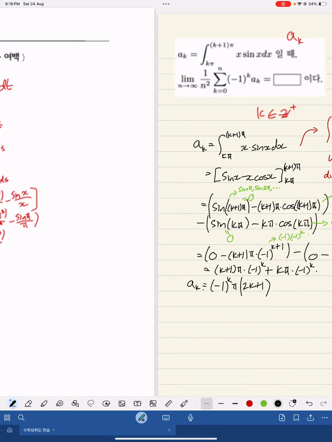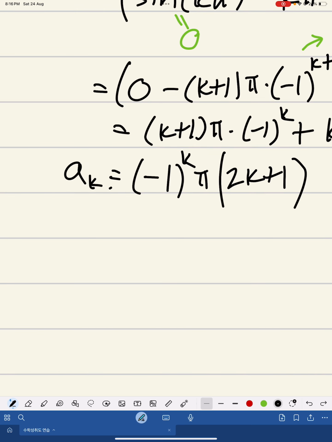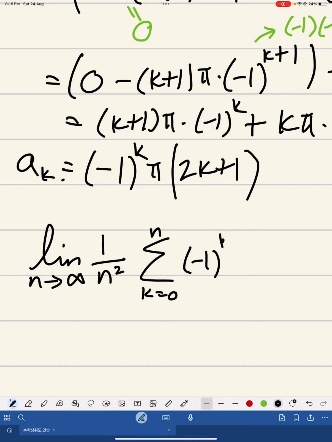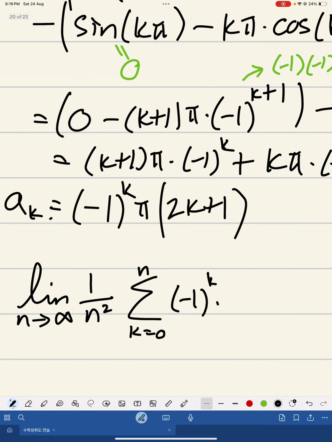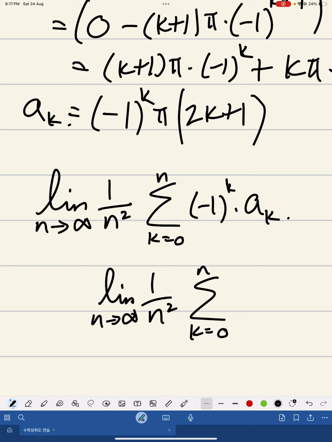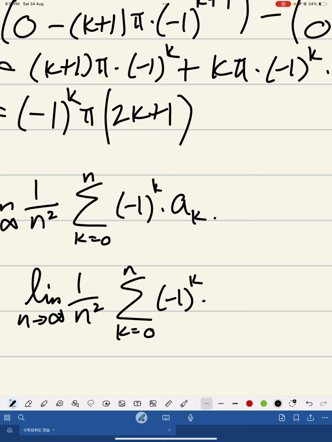And now what we want to find is the limit as n approaches infinity of 1 over n squared times the sum from k equals 0 to n of (-1)^k times a_k. So obviously we can rewrite this as the limit of n to infinity of 1 over n squared, the sum of k equals 0 to n of (-1)^k times (-1)^k times π times (2k+1).